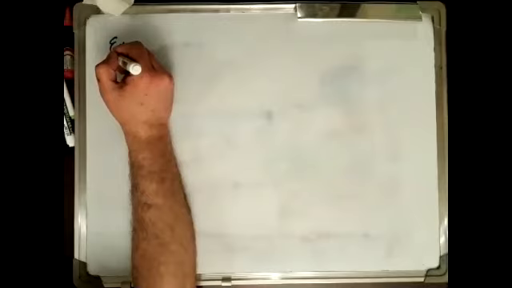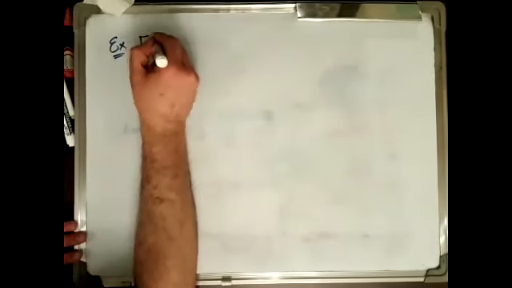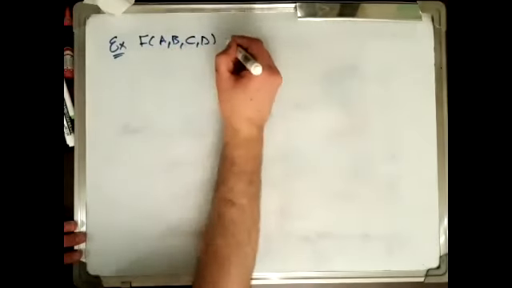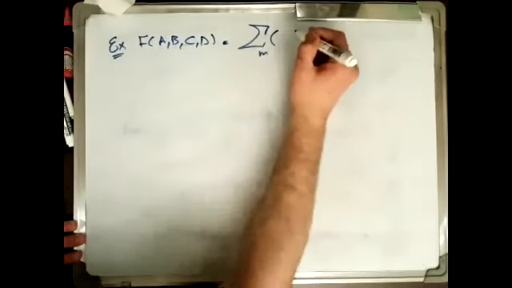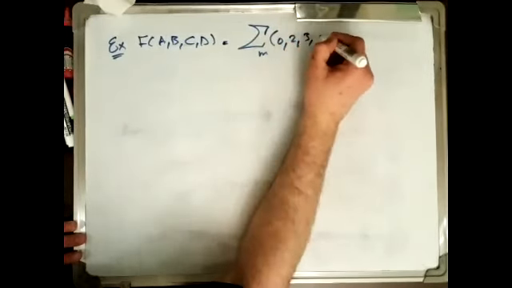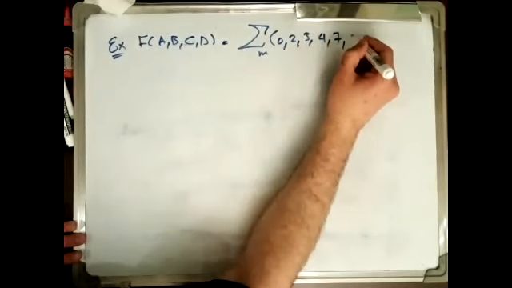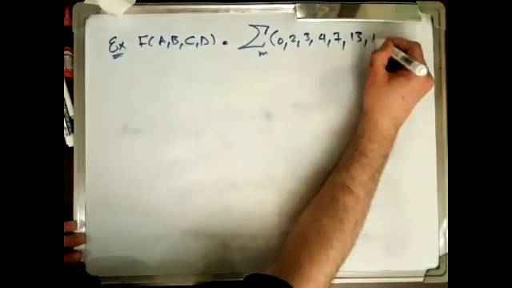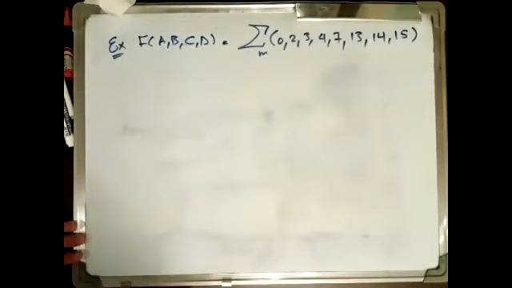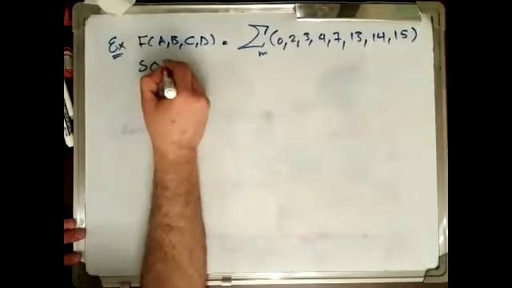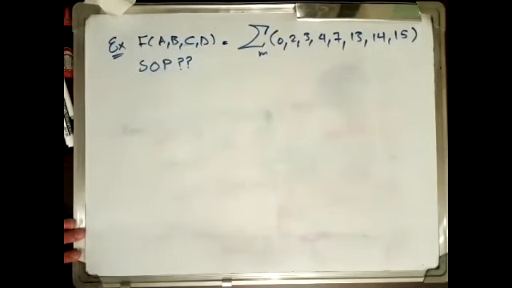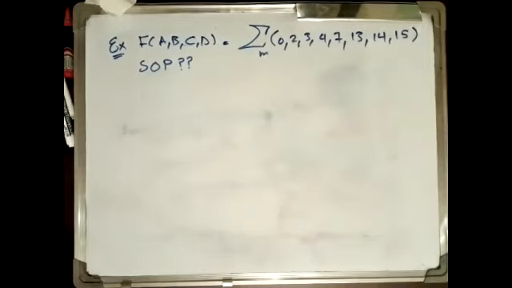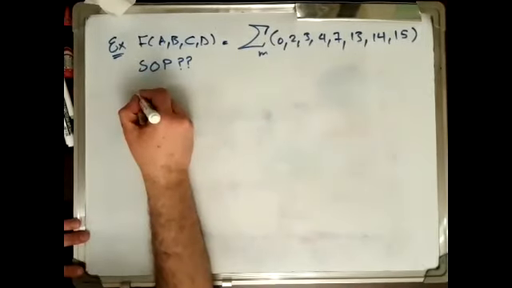It's still simplification using the KMap. Let's take this example, F of A, B, C, D equals sum of min terms. I believe we did not cover this example. 0, 2, 3, 4, 7, 13, 14, and 15. So this is very straightforward. We want to find the sum of product expression for this function, the simplified logic expression, and the form that we are looking for is the sum of products, and we know what is meant by sum of product.